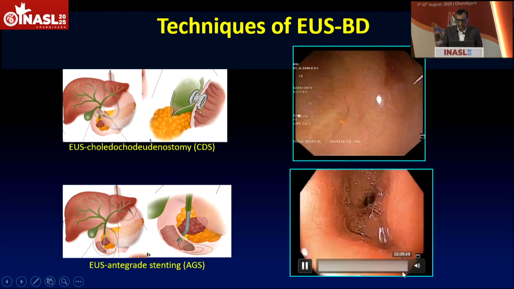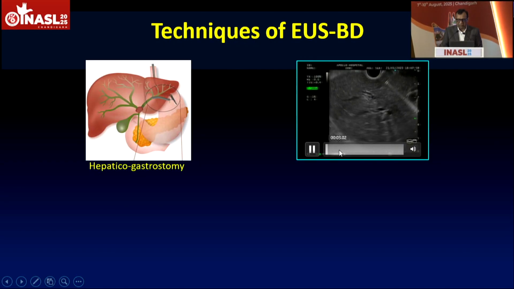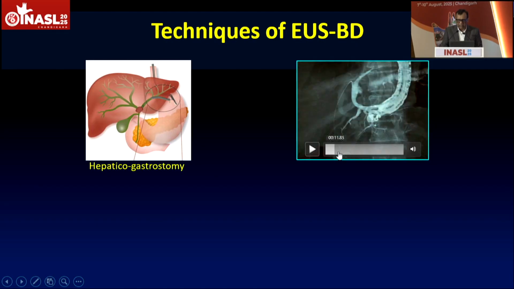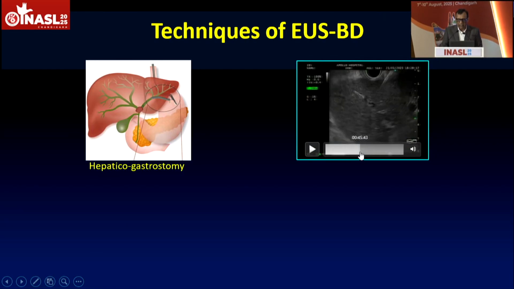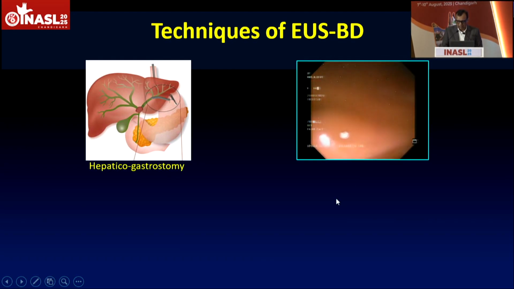Now, the other technique is hepaticogastrostomy, I think the second most commonly done procedure in my unit. We again approach from the left hepatic duct after puncturing segment 2, and you can see how the cholangiogram is obtained, and then a stent is placed from the stomach to the left hepatic duct.